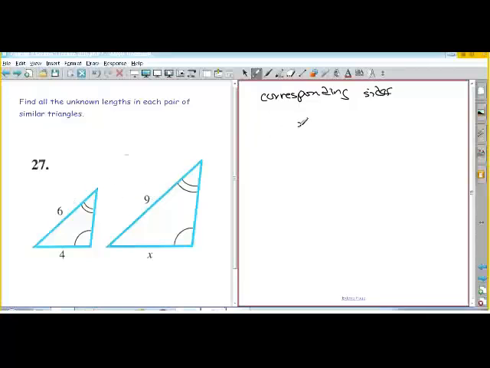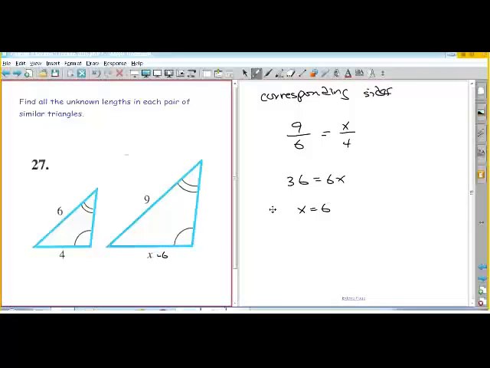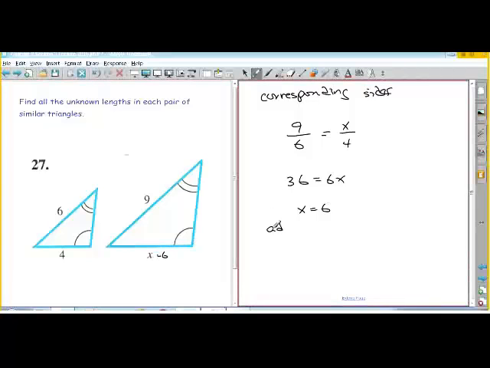What I mean by that is I'm going to compare this length to that length as a ratio. This length to that length is that length to that length. And I cross multiply, divide by 6, and I'll get x is 6. So that's the answer, x equals 6.